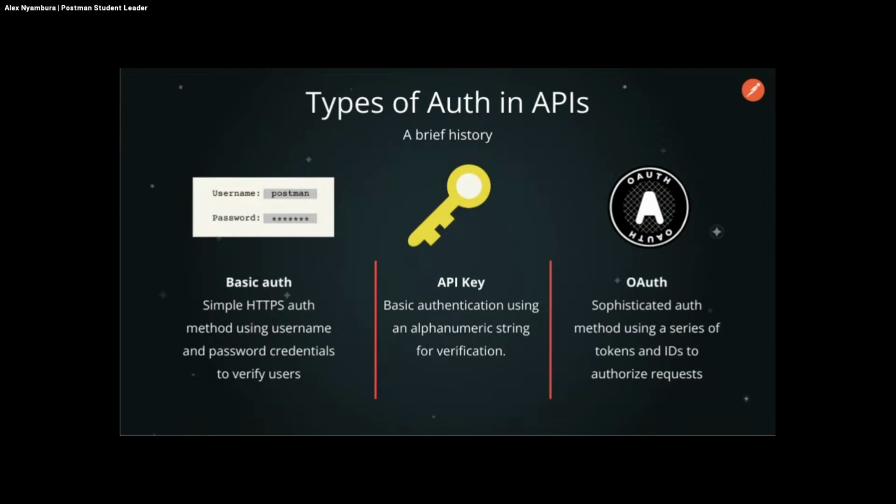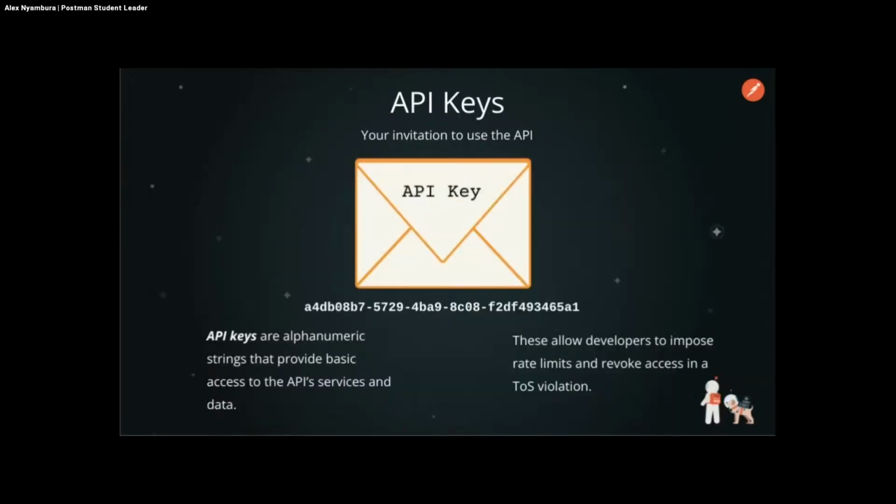So from there we have the API key and the OAuth. About the API key, an API key uses an alphanumeric string for verification. So it's like being given an invitation to go somewhere. You carry your API key, you go and deliver it, let's say in a web browser, and the web browser matches the API key and sees, oh yeah, this person is allowed to be here. And then you'll have access to whatever data you're trying to access. So that's how an API key works.